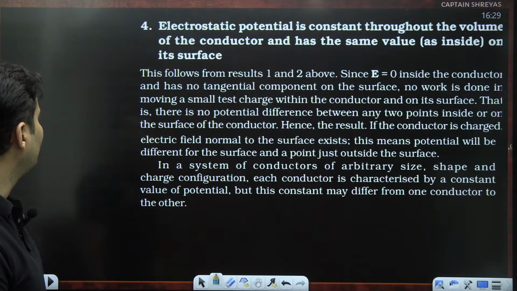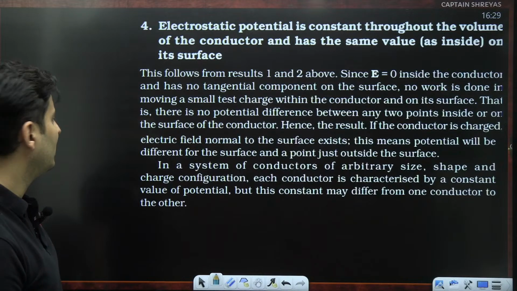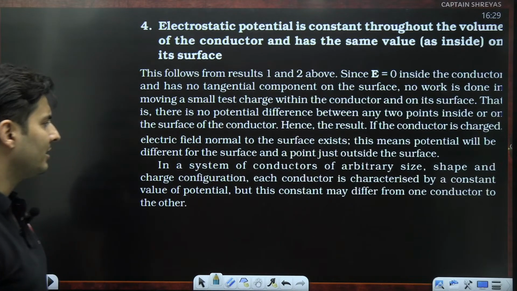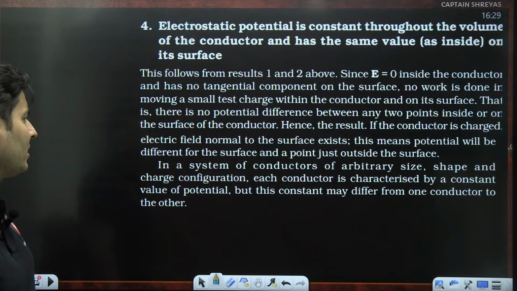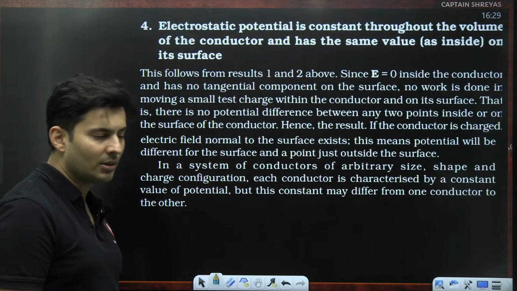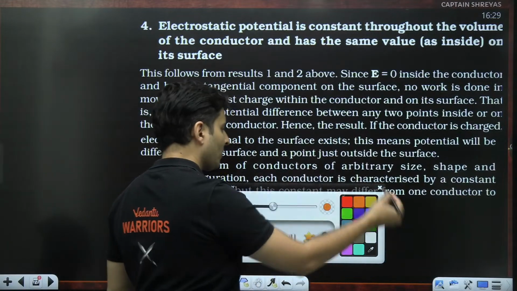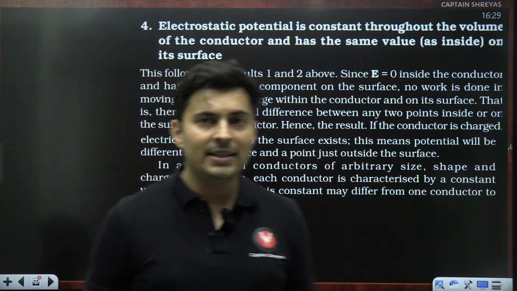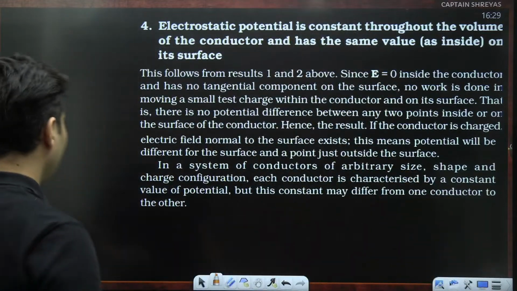This means potential will be different for different surfaces, different for the surface and at a point outside the surface. In a system of conductors of arbitrary size, shape and charge configuration, each conductor is characterized by a constant value of potential, but the constant may be different from one conductor to another. See guys, in simple words, I will explain this to you. They write these statements as if they are writing some law book, but it is very simple.